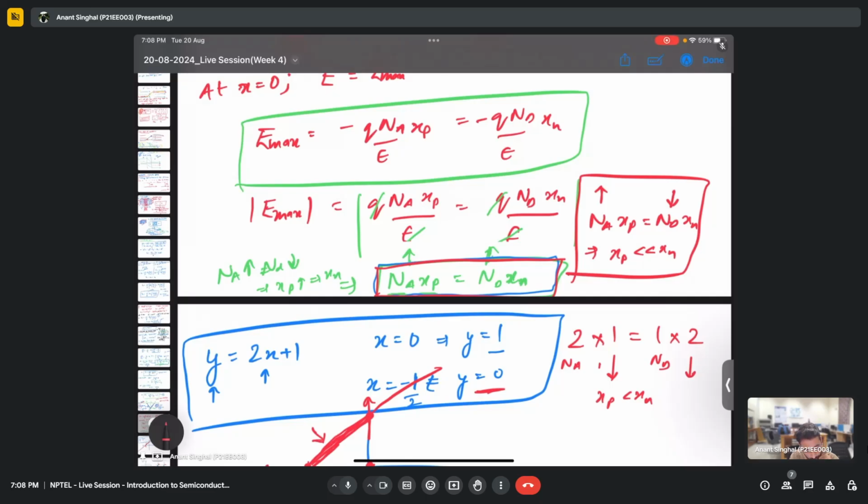Okay, so that means that if I have a higher doping on the P side, then we will have a smaller depletion region on the P side. Similarly, if I dope the N side very largely, then we will have a smaller N side depletion region. That is what I want to say from this particular relation.